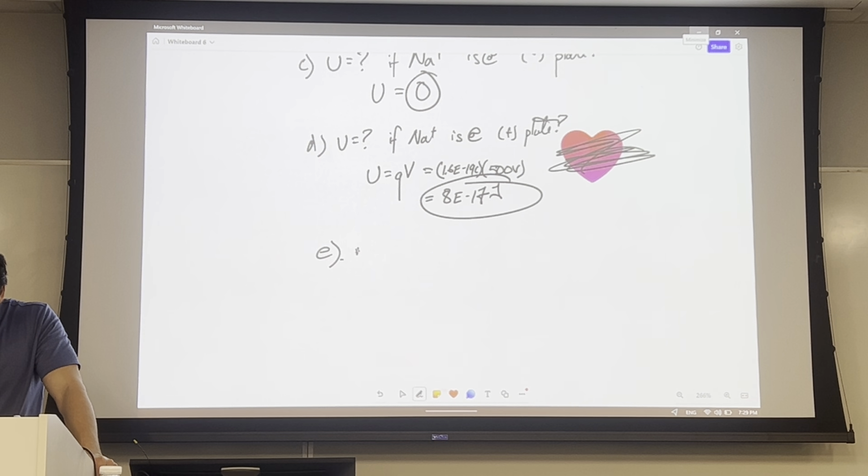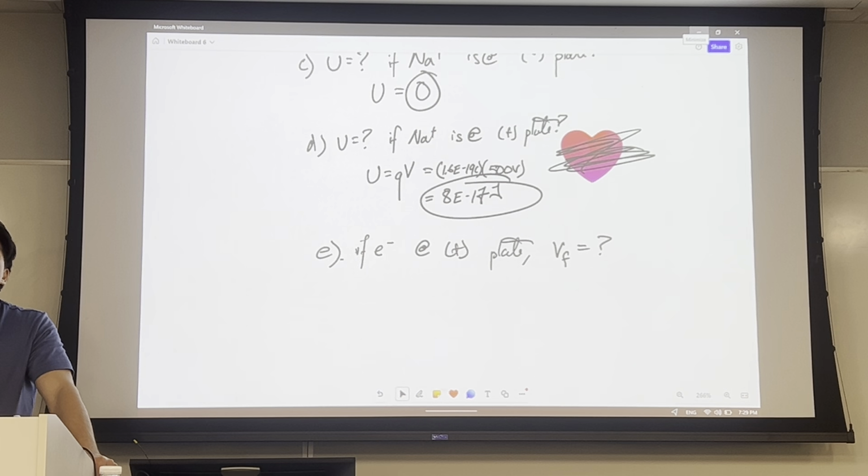In E, I ask if the electron begins at the positive plate, what is the impact speed, Vf? Well, if the electron is at the positively charged plate, it's already at its final destination, so the impact speed is going to be equal to 0. It will not go anywhere.